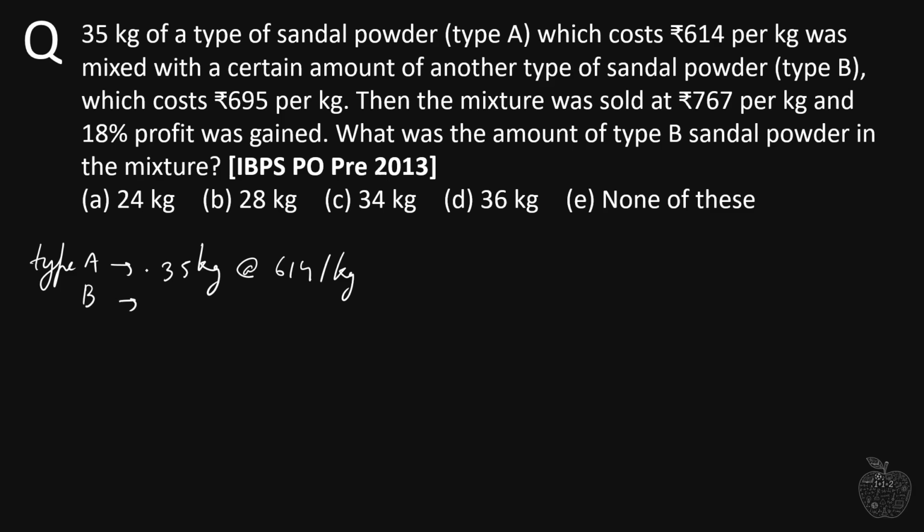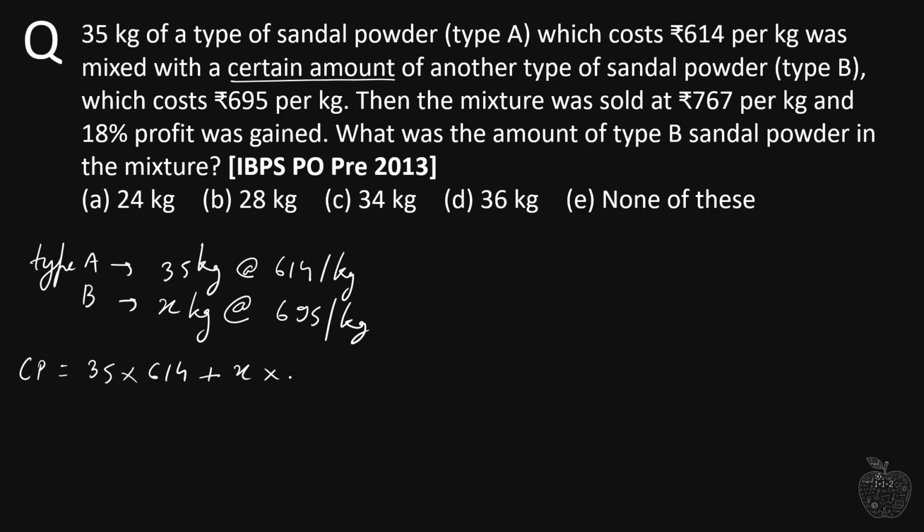And then there is type B. So we don't know how much this is. So there is a certain amount of type B. So let's assume that there is X kg of type B and it costs 695 per kg. So what will be the total cost price here? We know that type A is 35 kg and it is bought at 614 per kg plus this X kg is bought at 695 per kg. So this becomes the total cost price of the mixture, right?